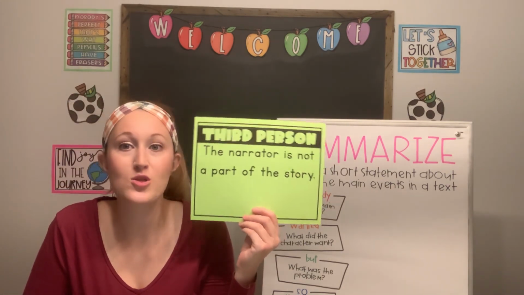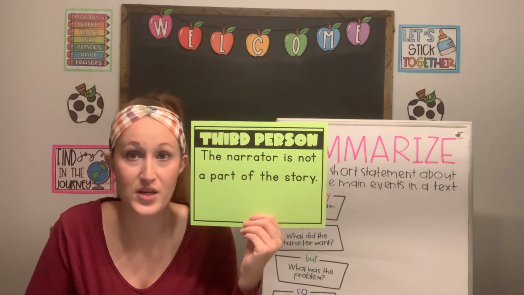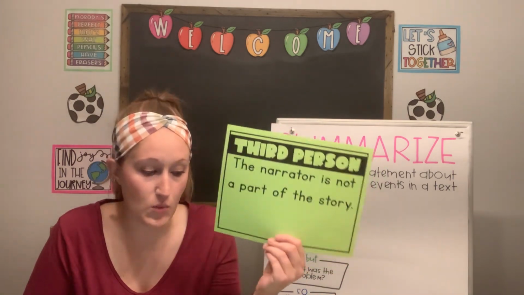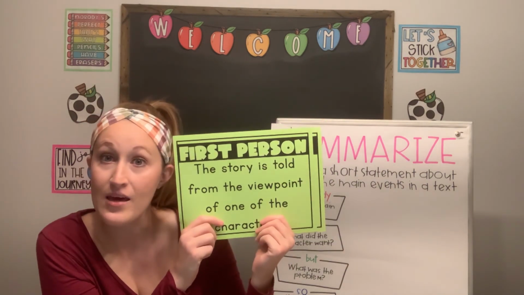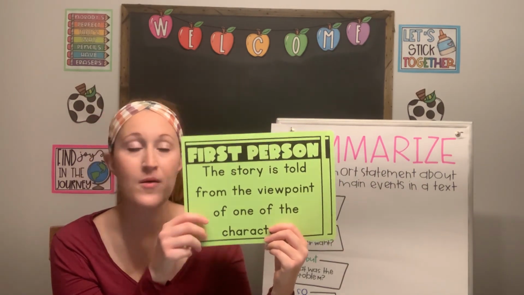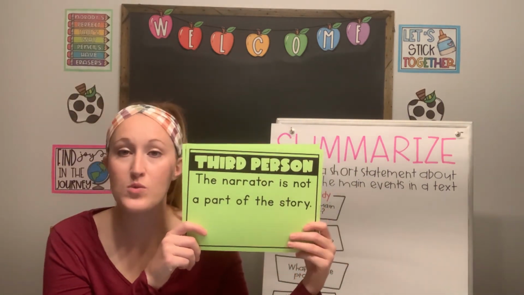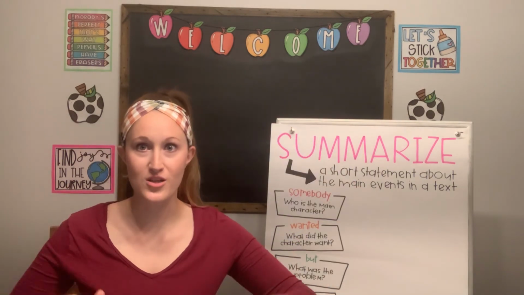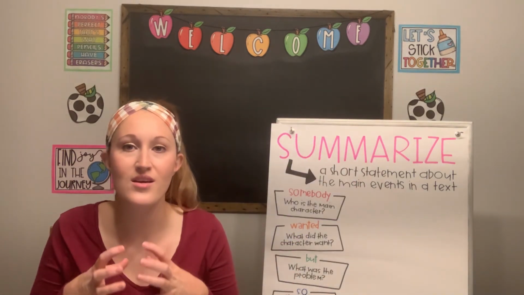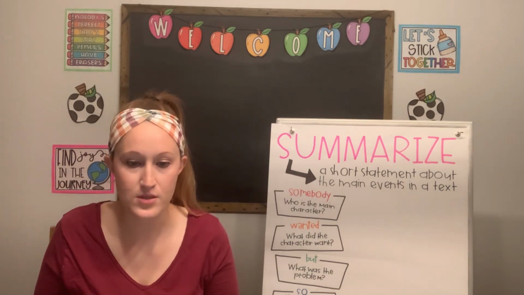Now, in order to be able to identify if a book is told from first person or third person point of view, we look for some key words, right? So when talking about first person point of view, some key words we might see are I, me, we. When talking about third person point of view, some keywords we might see are he, she, and they. So those words are actually a part of their own category, okay? Those words are all called pronouns.